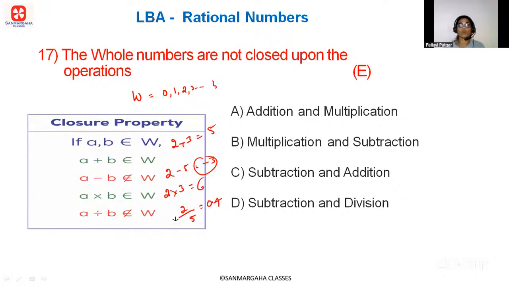So here, the whole numbers are not closed upon which operations? Subtraction and division. Okay. So D is the correct option.